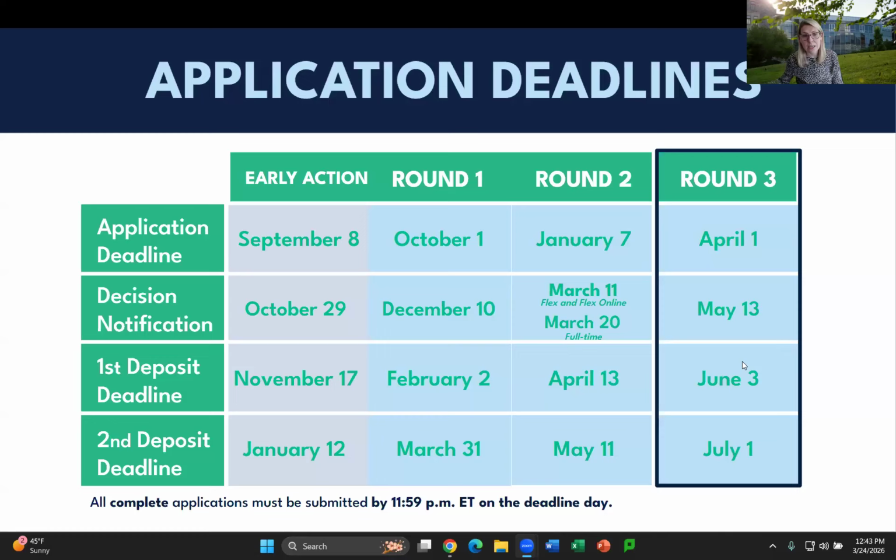And if you've been admitted, then we need you to accept your offer and make your first deposit June 3rd and your second deposit by July 1. Each deposit is $2,000, and these deposits are part of your tuition payments, not in addition to.